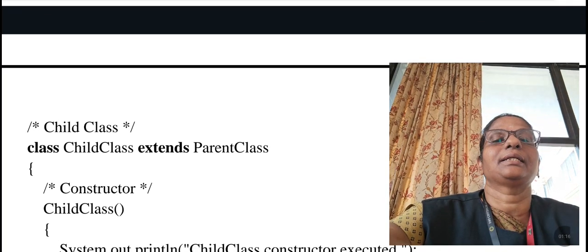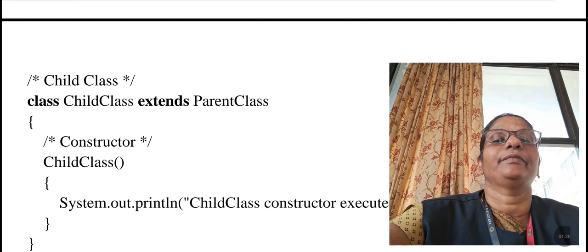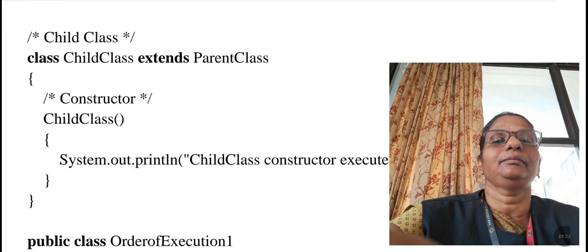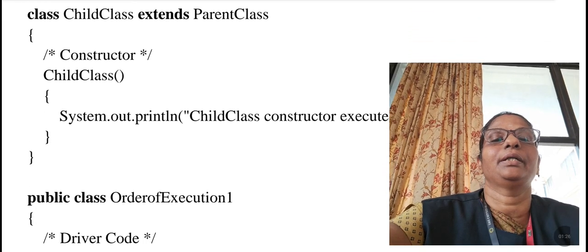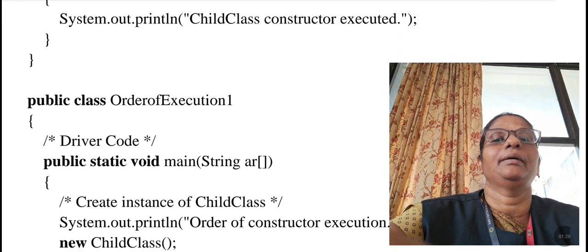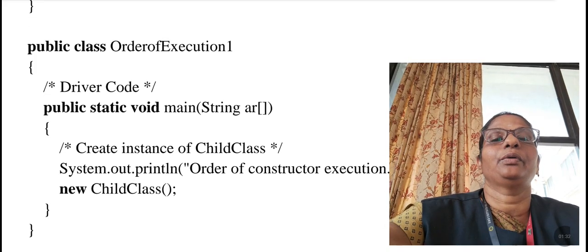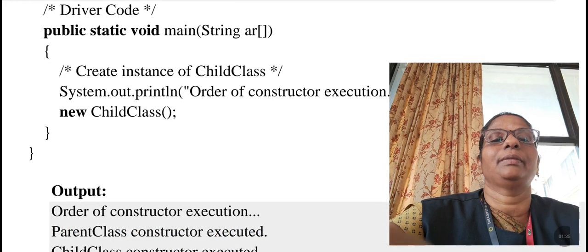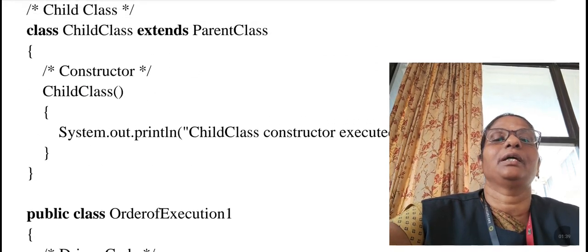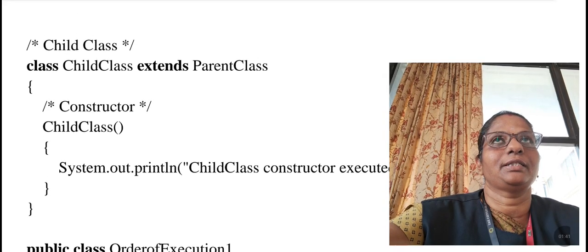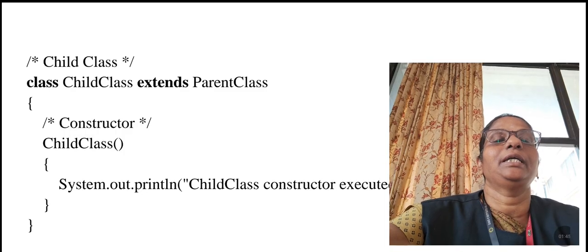Then the child class extends the parent class. In the child class we give a System.out.println, any print statement. Then in the main method we create a new object of the child class, and finally we get the output. So in the subclass we are using the constructor. A constructor comes under the class name, and it does not have any return type.